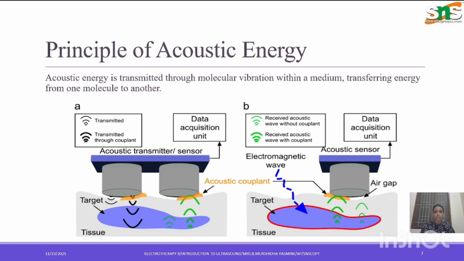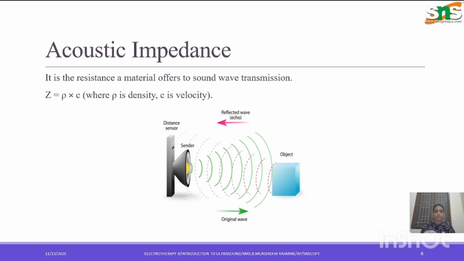The principle of acoustic energy used in therapeutic ultrasound is that energy is transmitted through molecular vibration within a medium, transferring energy from one molecule to another. Once the sound wave enters the tissues, the compression and rarefaction of the sound waves create an agitation in the molecules. That agitation is transferred from one molecule to another.